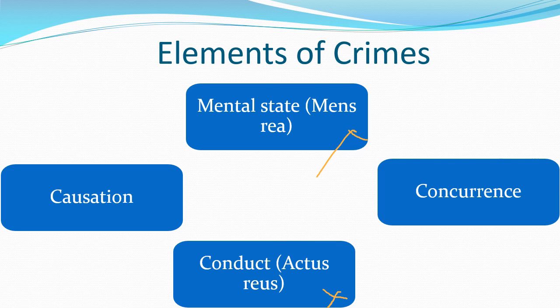I'm going to talk about concurrence now. It has to be present at the same time. So, concurrence of actus reus and mens rea, both have to be present in order for it to be an element of the crime. For example, a woman plans on killing her husband with a knife, but kills him accidentally in a car accident instead. There was an act that caused a crime, basically.